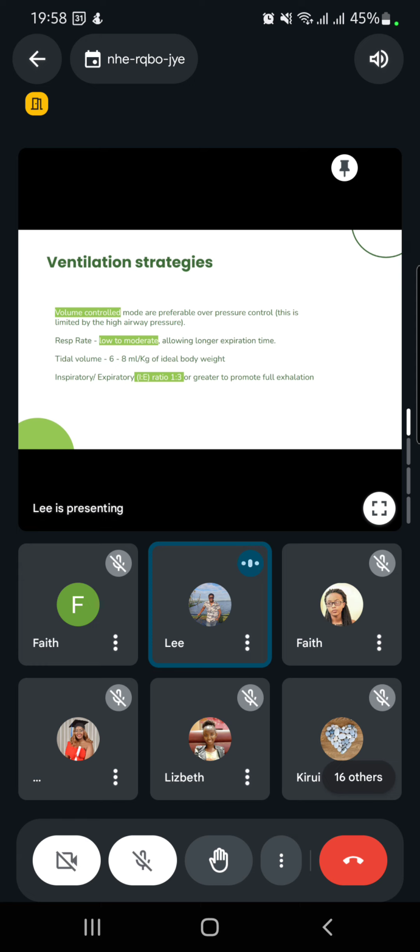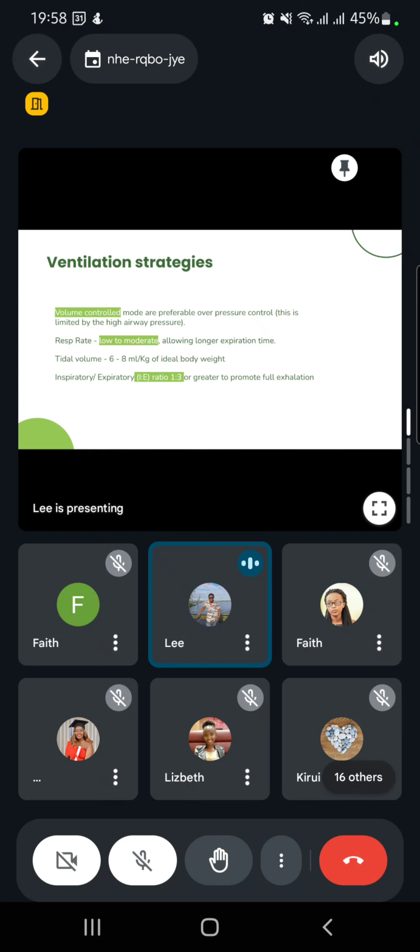Now, your respiratory rate needs to be low to moderate to allow for longer expiration time. So if you just jump to the fourth point over here, you need to have your inspiratory to expiratory ratio of about 1 to 3. So this is the time. For example, if you're taking 1 second to inhale to have your inspiration, then you need 3 seconds to have your expiration, because like we said, the expiratory phase is a passive phase.